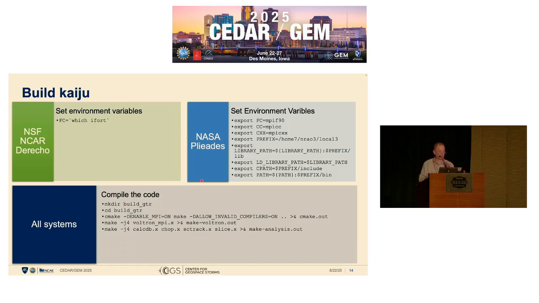Chop.x looks at covering different chops of the files. Slice does different slices for it. And sctrack.x is an executable that will allow you to do interpolation along a satellite track. That works in conjunction with the CaiPi.